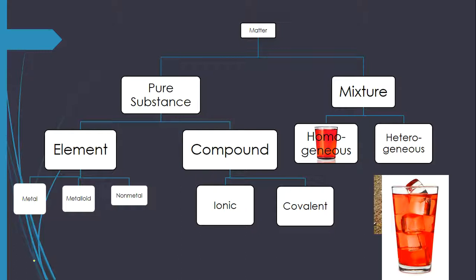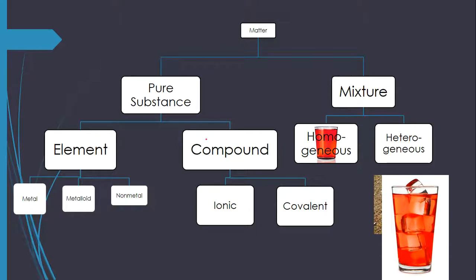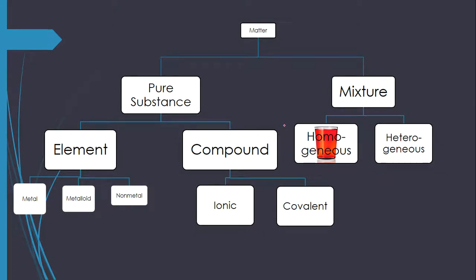Compounds. Now, compounds and mixtures get confused a lot. And the main difference between a compound and a mixture is that a compound always has the same composition. So the same recipe or what have you. So for example, salt, NaCl. I'll try to write that. I'm not very good at this.